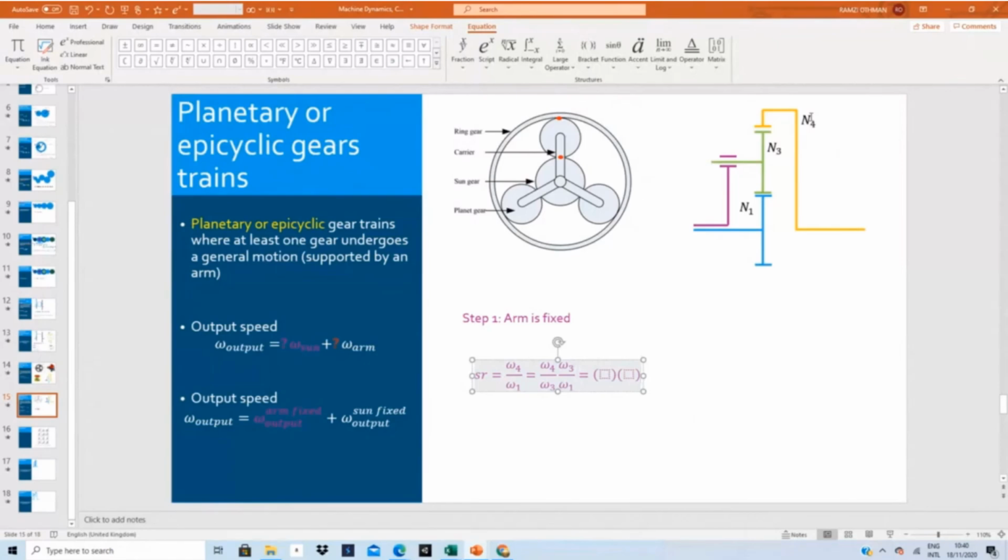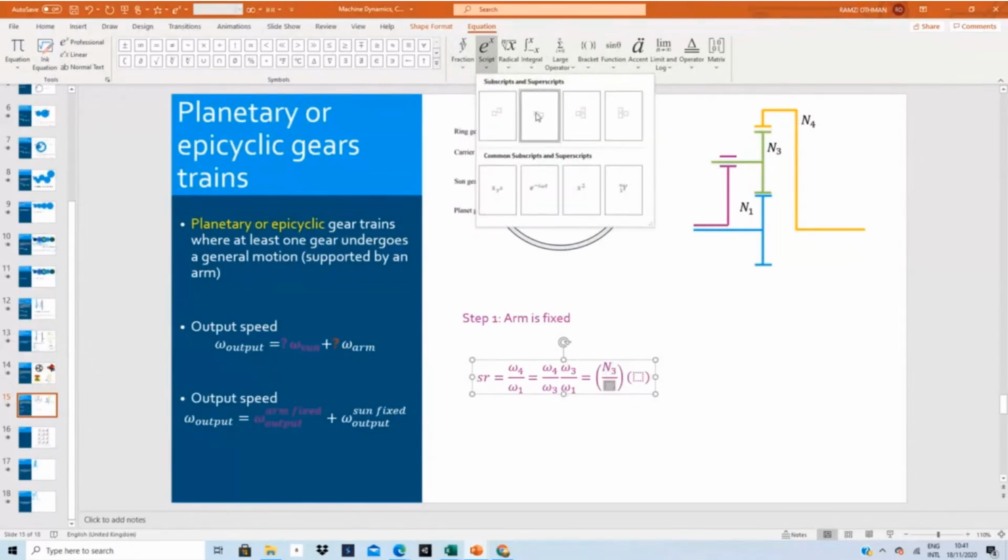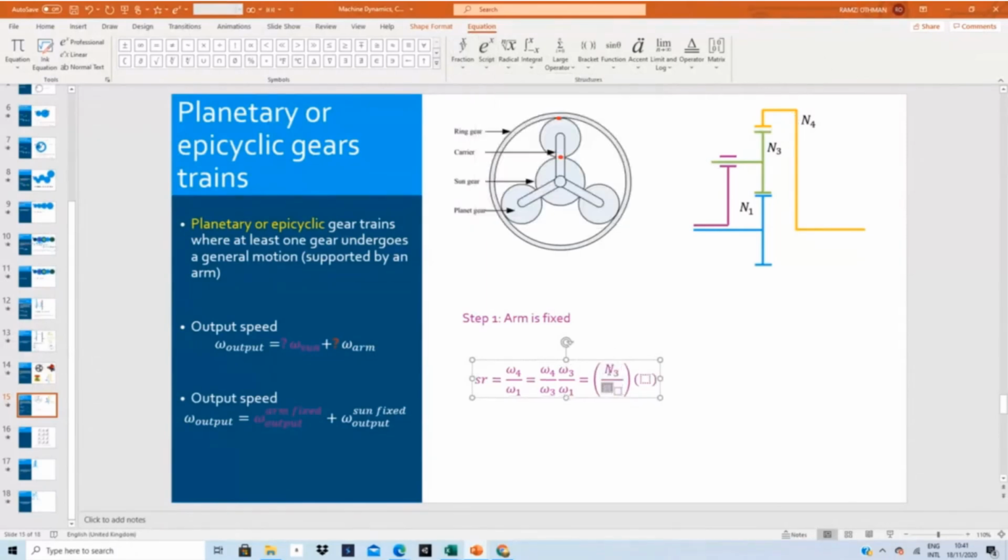Omega 4 over omega 3. Here I have a ring and the gear. So the contact here is internal. So here it will be N3 over N4. It is positive. Why? Because it is an internal contact. So here I will have N3 over N4, and okay, it's plus. I don't need to write it.